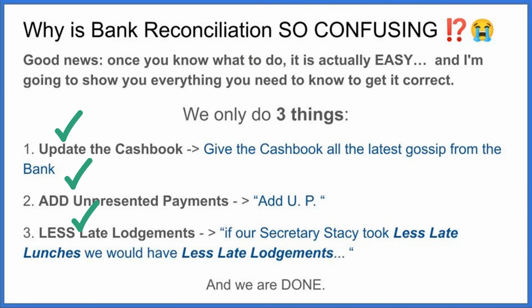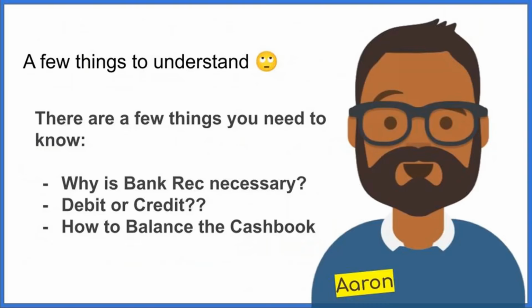So really just hold on to these three things, only three steps, right? Update the cash book with the gossip from the bank, add the unpresented payments or checks, and less the late lodgements. All right, now let me talk a little bit more about what this really means. There are a couple of things that you definitely do need to know before you can do this with ease, all right? I'm going to try to run through them as quickly as I can.